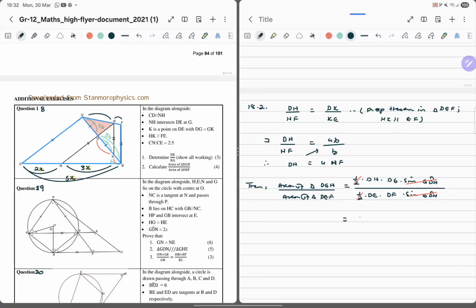DH, we're going to write it as DH times DG. DG, we saw that it is 2B divided by DE. Now we can see that this is nothing but 5B times DF. DF is going to be GH plus HF.